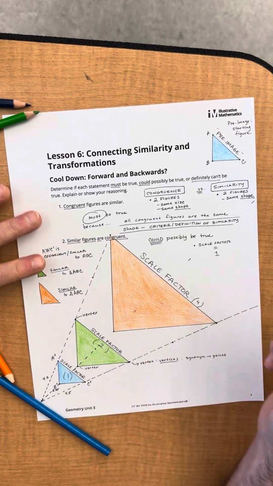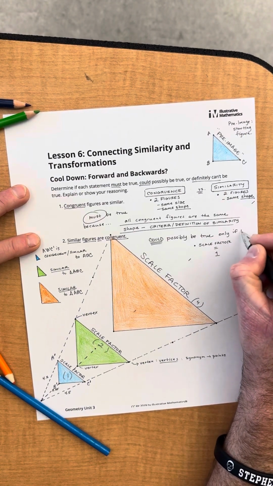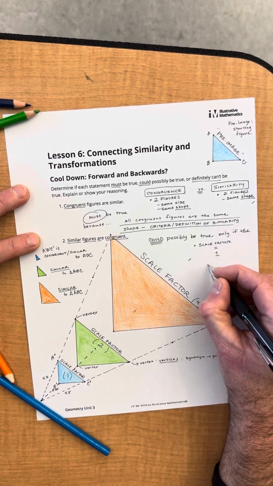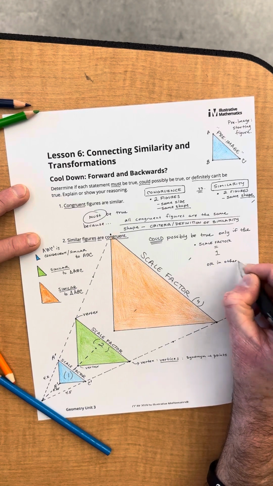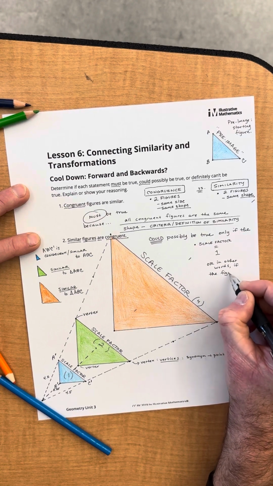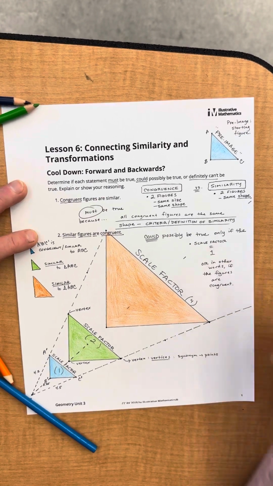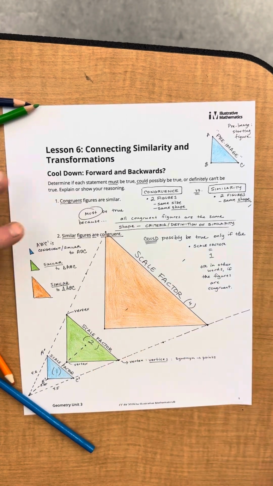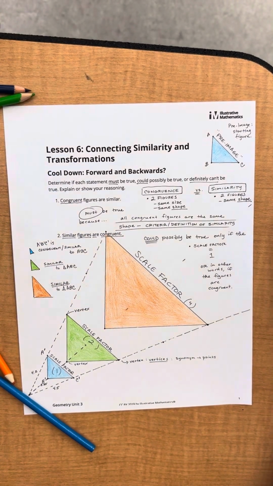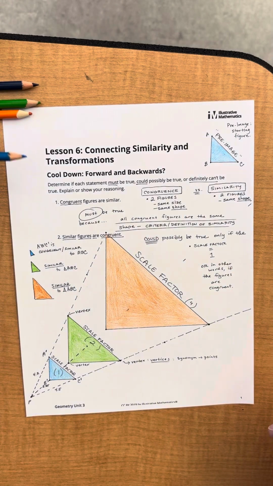Now, how would you write that? It could possibly be true only if the scale factor equals 1, or in other words, if the figures are congruent. See the two blue ones. All right, that's the cool down. I realized I went way in depth on that and I took a long time, but it's a tricky question and I wanted to really explain it and I wanted to use some color. So that was lesson 6, connecting similarity and transformations. All right, that's out of here.